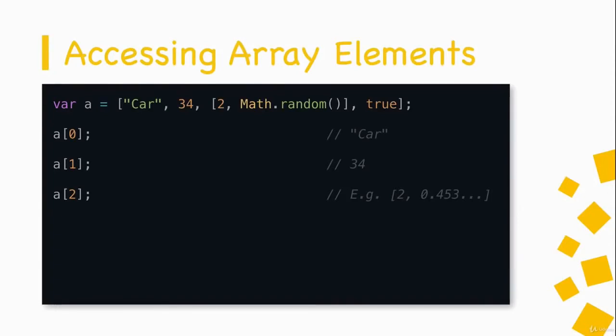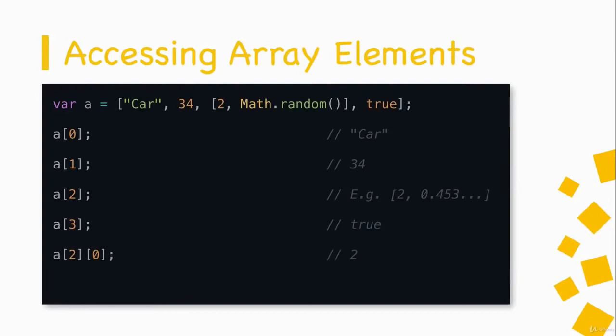Now because we have Math.random, the array contains the value 2 and a random number. Now in this case, the array might look like [2, a random number]. So this is the third element inside the array. And of course, a[3] means the last element or the fourth element, which is the boolean true.